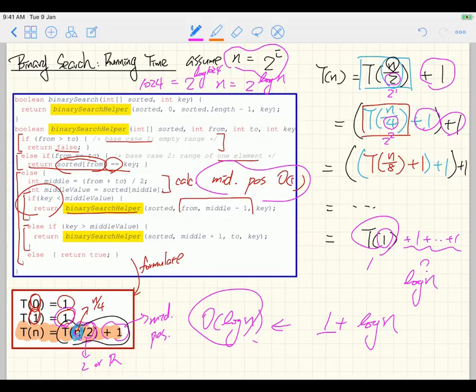Guys, any questions? Yes. Which one? n equals, which one?